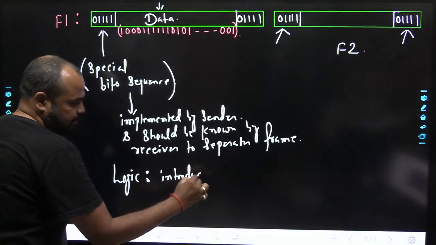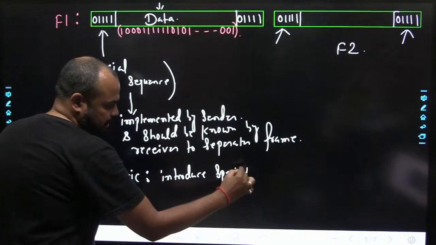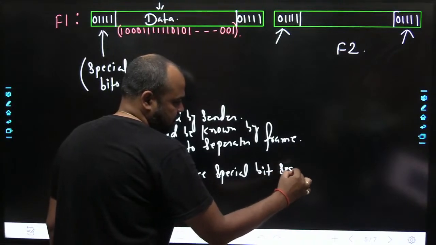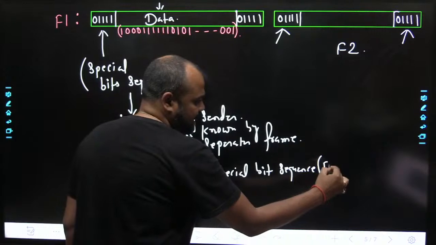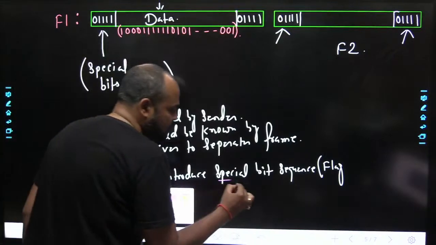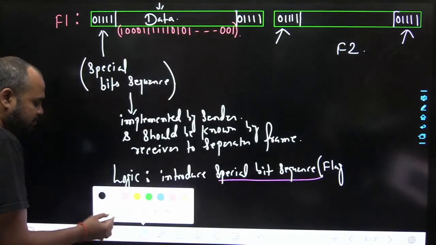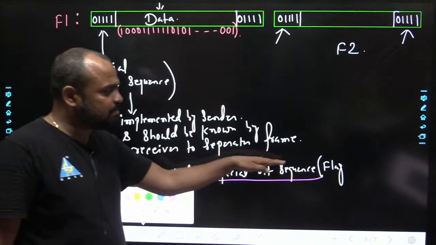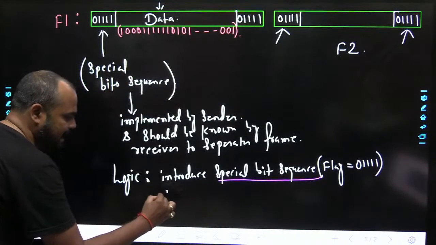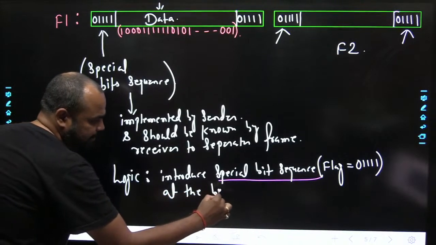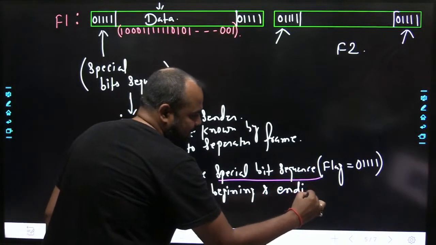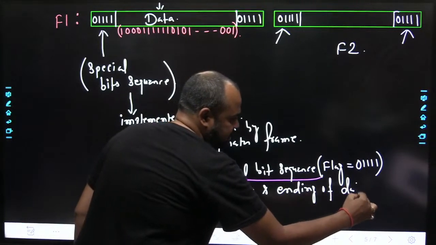Introduce a special bit sequence. In computer network, we call it a flag. This special bit sequence is called a flag in a computer network. So what logic are we introducing? Introduce a special bit sequence, that is nothing but a flag, which is 0 followed by 4 ones, at the beginning and ending of the data frame, you can say.